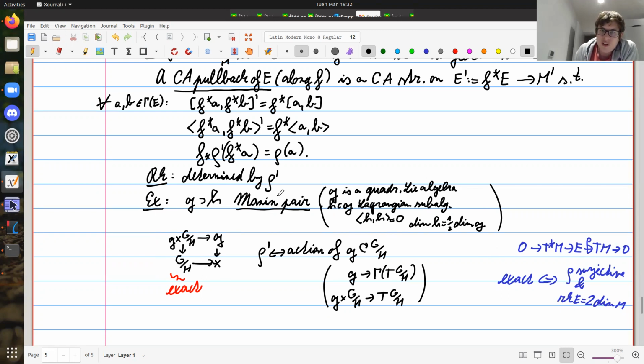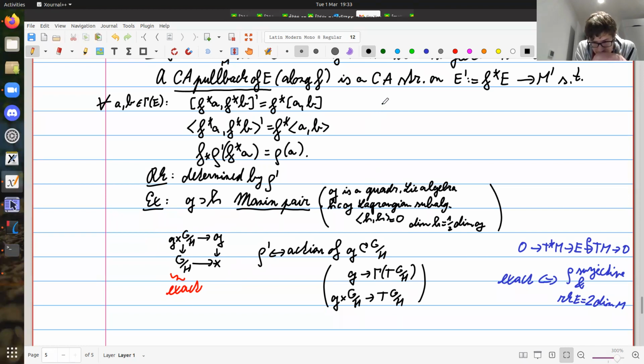More generally, it's enough to assume that the subalgebra is coisotropic. In that case, it would give you a good thing, but it would be just a transitive Courant algebra, and in the Lagrangian case, it would be exact. That is something that you really need.